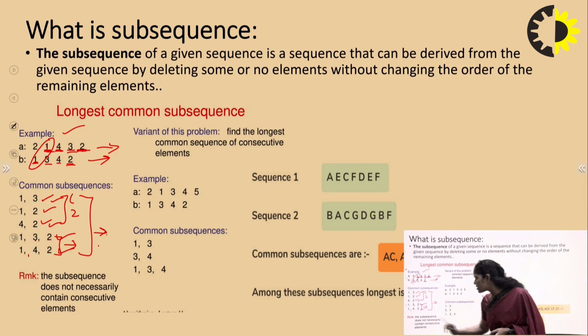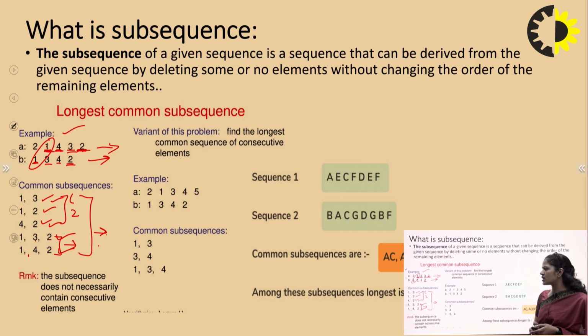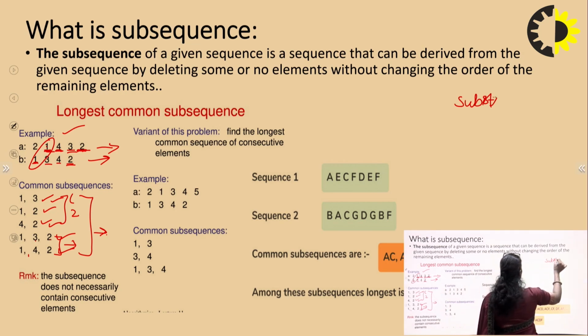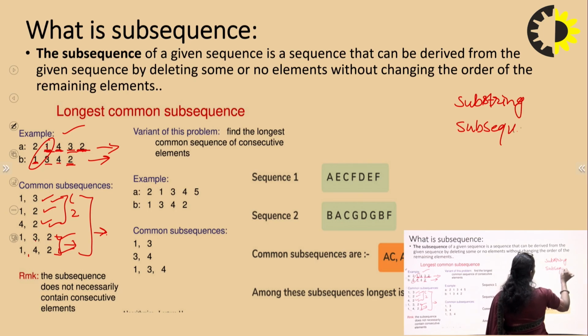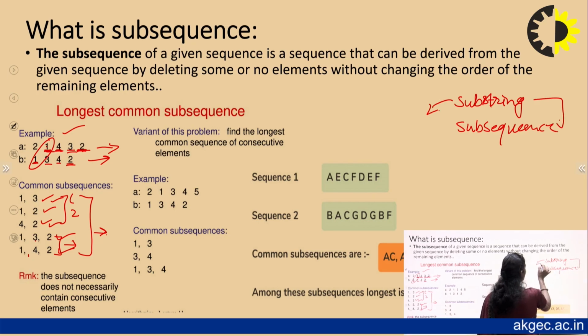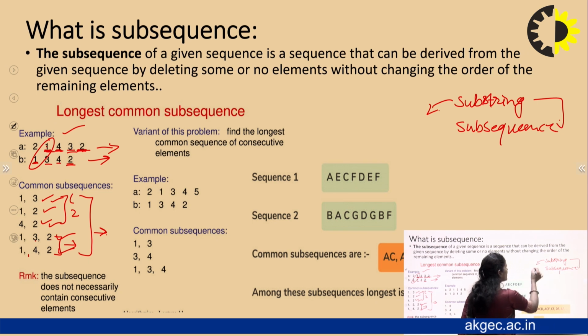The subsequence does not necessarily contain consecutive elements. This is the basic difference between a substring and a subsequence. As I told you, one is a substring and the second one is a subsequence. So what is the basic difference between both terms? In a substring it is mandatory that all the characters should be in a consecutive manner, right?